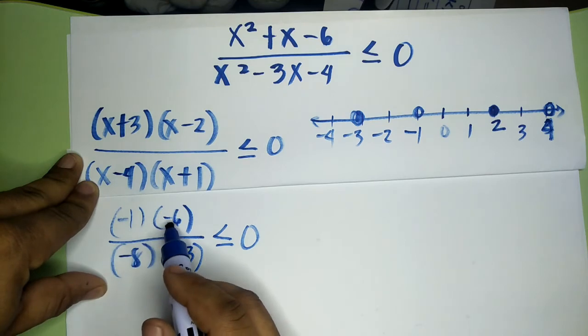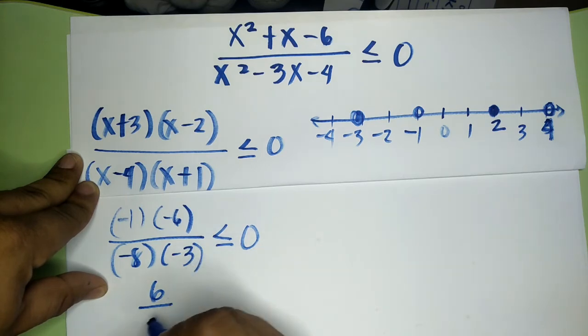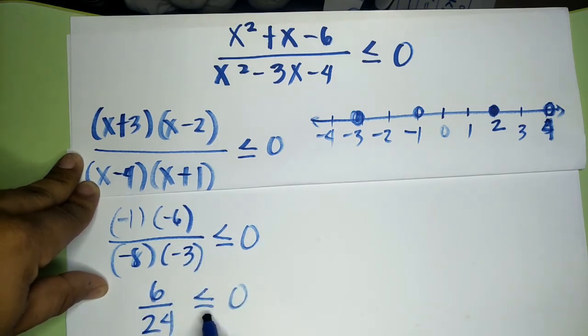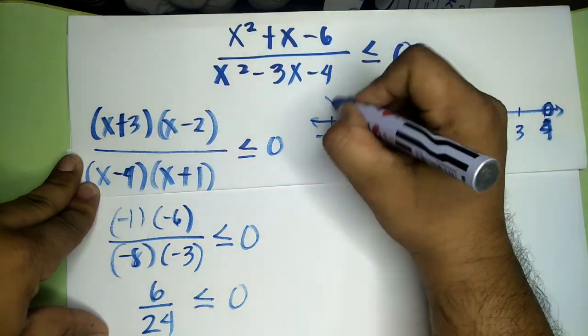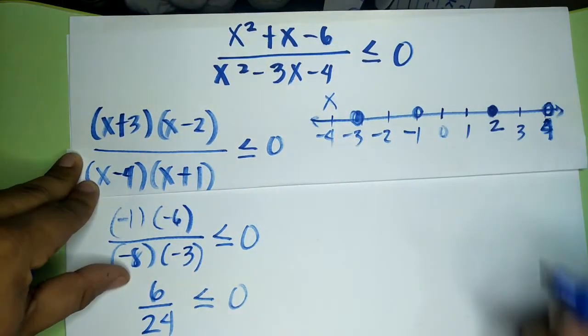Less than or equal to 0. So negative 1 times 6, positive 6. Negative 8 times 3 is positive 24. Less than or equal to 0. So hindi siya nag-equal at hindi na naman siya less than kasi positive. Ang less than kay 0 ay negative. So hindi kasali ito nasa kaliwa ni negative 3.